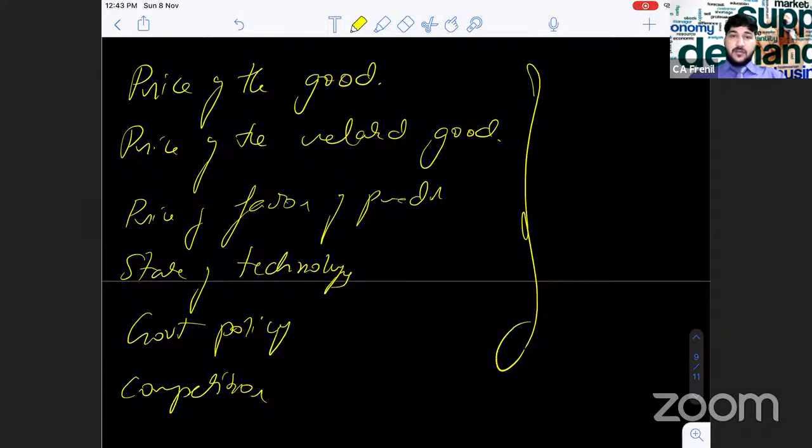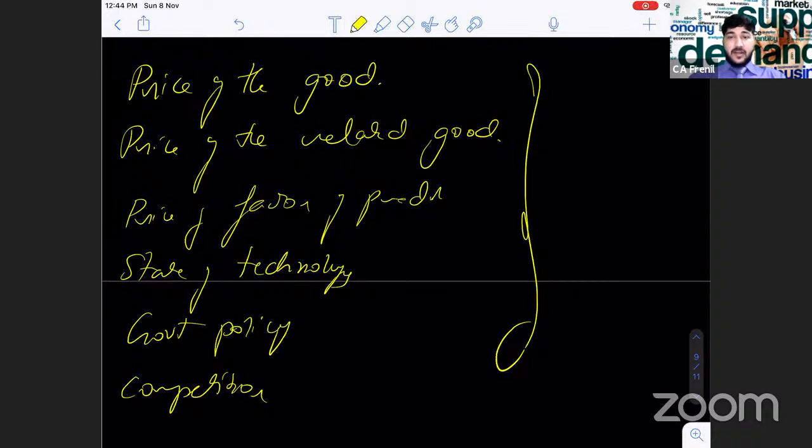Next, price of related goods. If the price of other goods rises, for example, I am producing Coca-Cola and the price of Pepsi is increasing, which means I will stop selling Coca-Cola. I will start selling Pepsi. Why? Because Pepsi is giving me more profit. So you have to think here from whose point of view? Supplier's point of view.